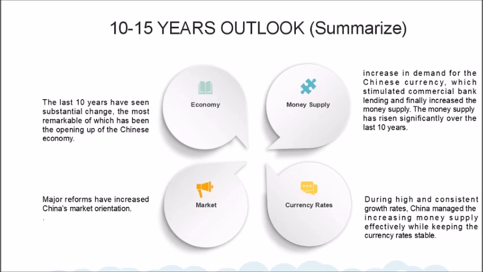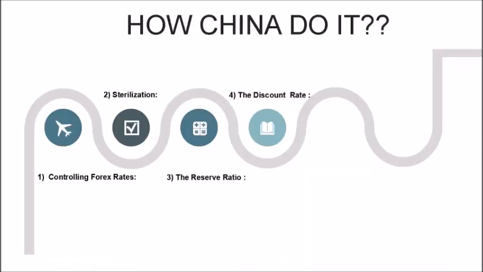So now we examine how China can do it. The first one is controlling the forex rate. Number two is standardization. Number three, the reserve ratio. And number four is the discount rate.